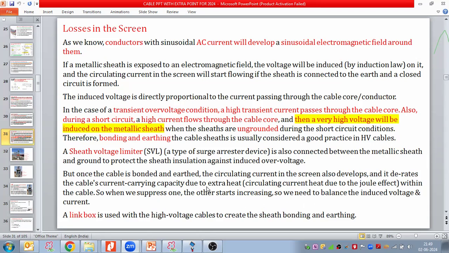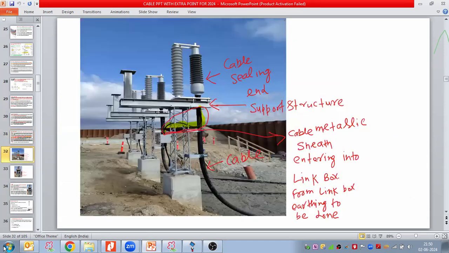And this bonding and earthing and the sheath voltage limiter device, we place in a separate enclosure. This enclosure we call a link box. A link box is used with high voltage cables to create the sheath bonding, sheath earthing, and to place the SVL equipment, because this is equipment that we have to place somewhere. So we are placing it in the link box. This is the concept. Let us see how this concept is implemented at the site.